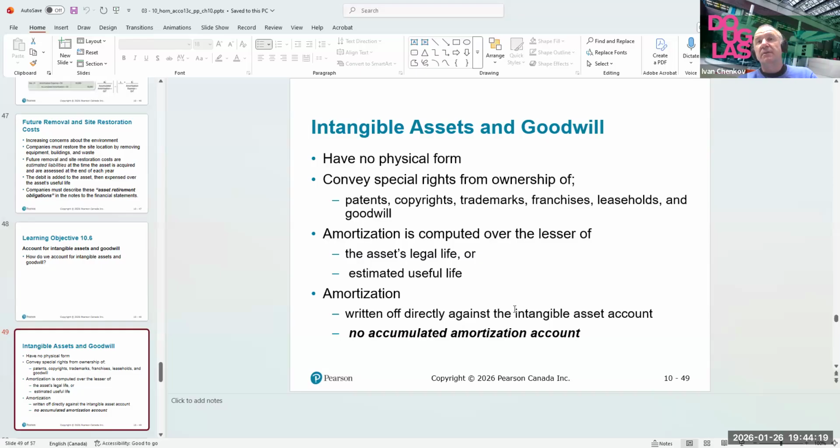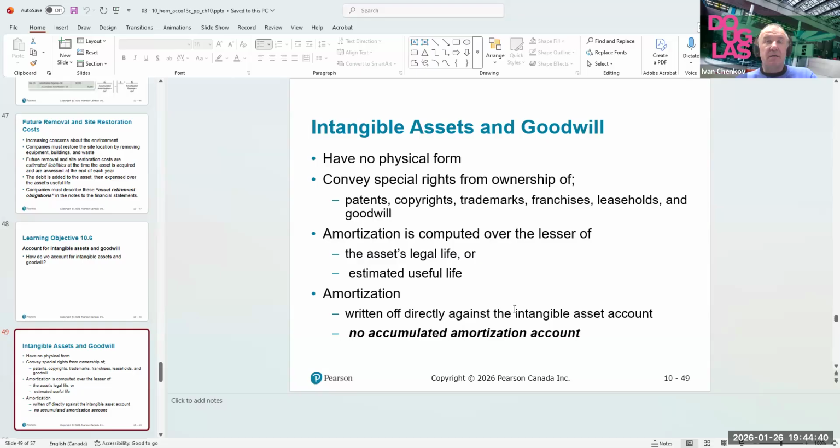Amortization is computed for the leasehold over the estimated useful life of the lease. For the intangible assets, they can be directly written off against the intangible asset amount.